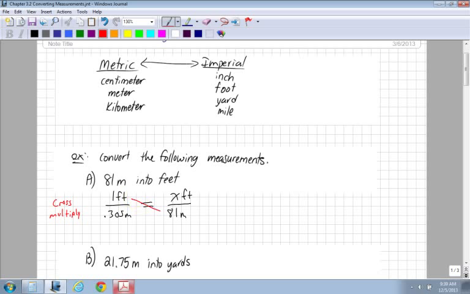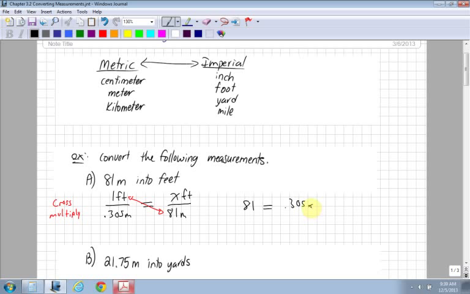So when I cross multiply, I get 1 times 81, which is 81 meters. Well, actually, the units don't really make much sense yet. They'll make more sense when we divide, but don't worry about that. 81 is equal to 0.305 times x. Now I have to solve for x. I know this is a little bit of algebra, but this is pretty much as hard as they get.